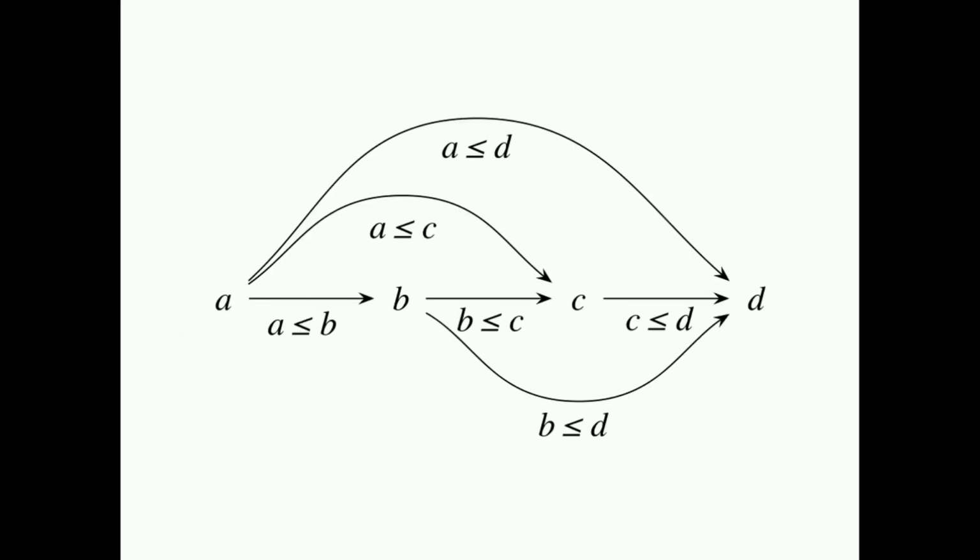And composition of arrows is associative. That is, it doesn't matter which path we take through this diagram. It commutes. That is, it amounts to the fact that a is less than or equal to d.